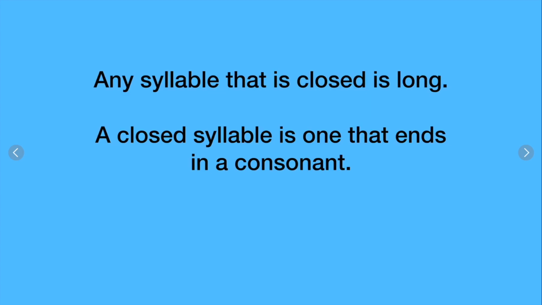Okay, so any syllable that contains a vowel that's long by nature is long. Any syllable that contains a diphthong is long. Also, any syllable that is closed is long. Now, a closed syllable is one that ends in a consonant. Let's take a look at what that means.